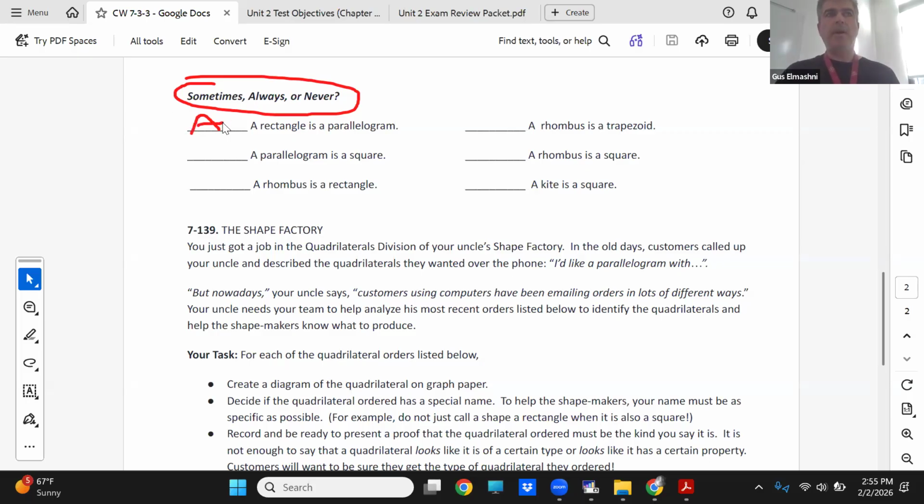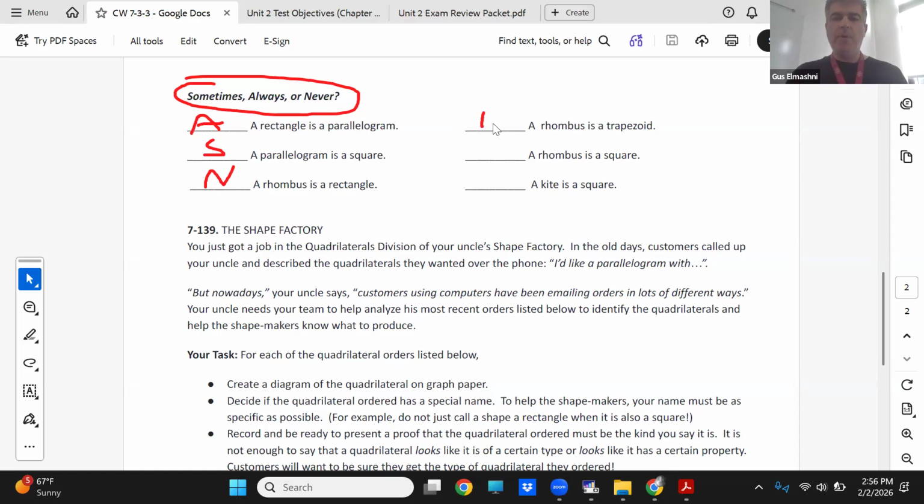Is a parallelogram a square? Well, maybe. What has to happen? All four sides are the same, and all four angles are 90 degrees. So that's sometimes. You can't cross it off. Now, is a rhombus a rectangle? Well, no way. Right? Because a rectangle has to have four right angles. A rhombus doesn't have four right angles.